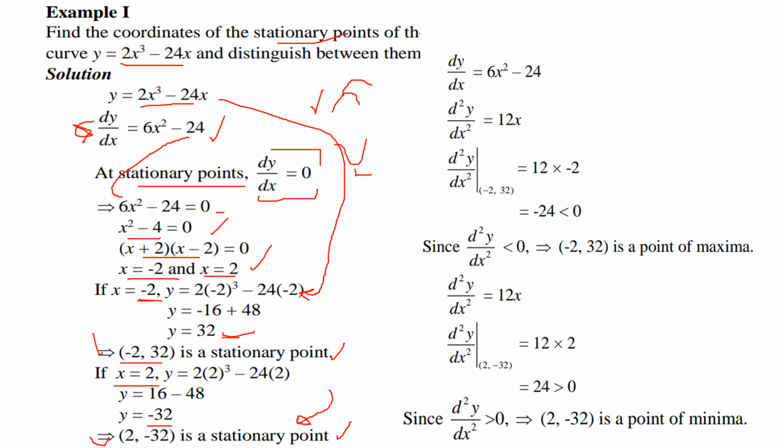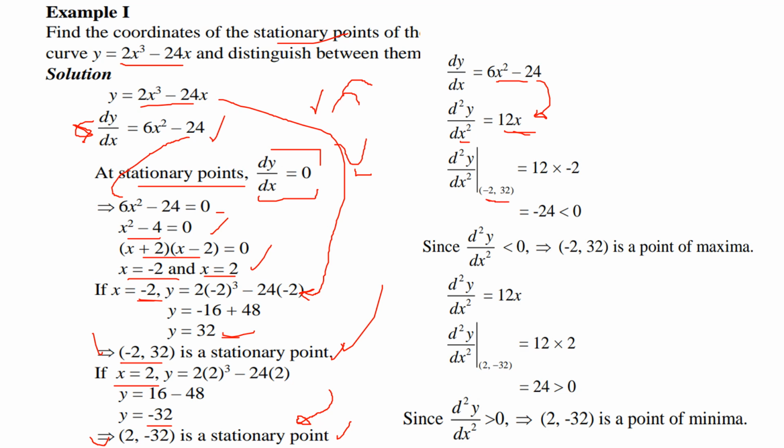So we shall proceed by finding the second derivative. Going for the second derivative, d squared y by dx squared, from the first derivative, if you differentiate this, you get 12x. And then we substitute for values of x only. So we take the first point, and we substitute for x being equal to negative 2.